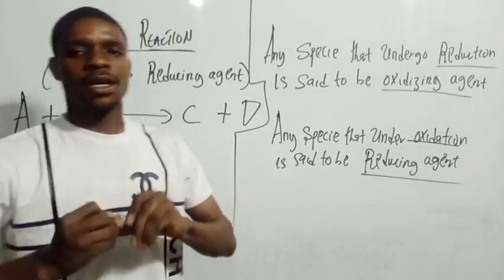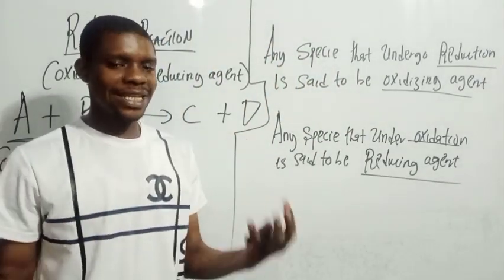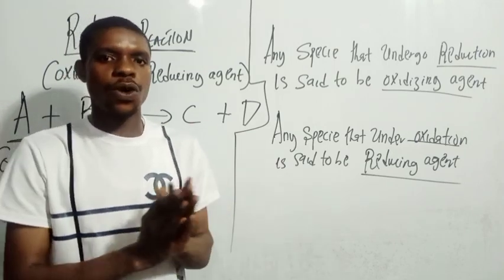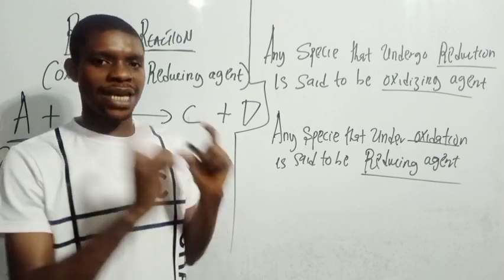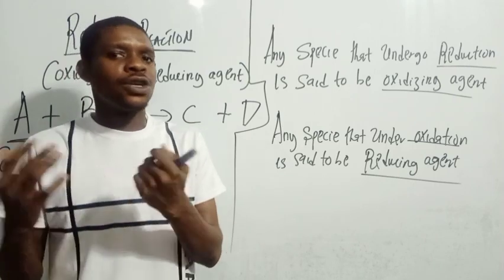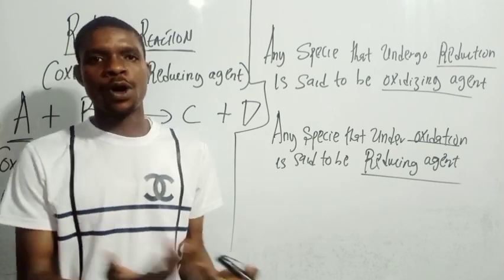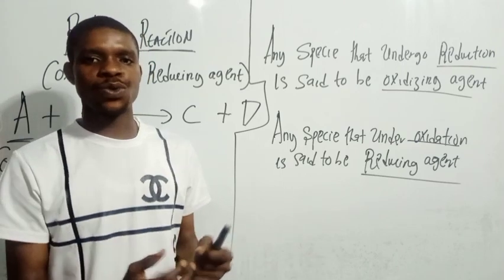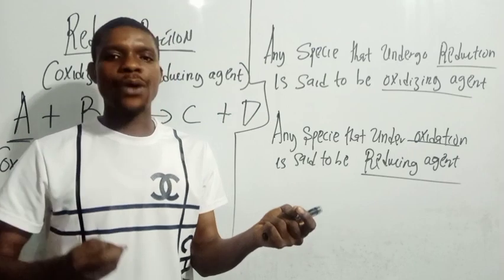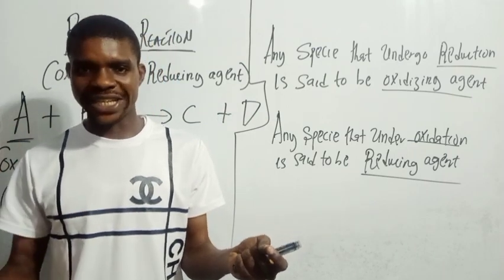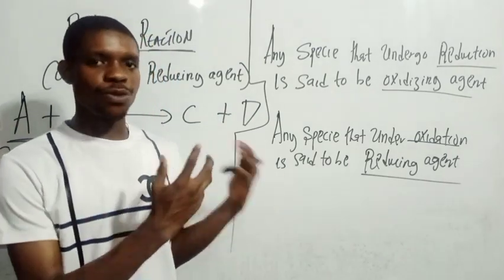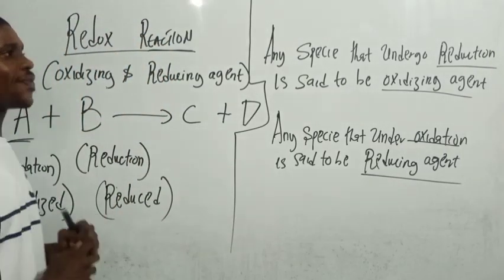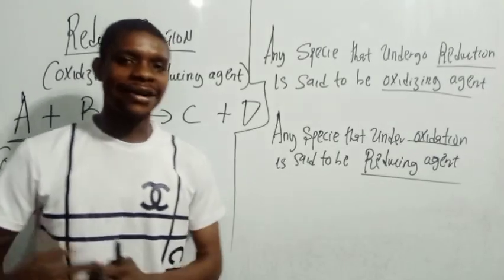So in the question or in the exam, they may ask you which of these undergo oxidation, which of these undergo reduction. You may be given a reaction. You may also be asked which of these is the oxidizing agent, and which of these is the reducing agent, like the question I want to show as we move on in this video. Do you get that? So how do we now identify oxidation and reduction?